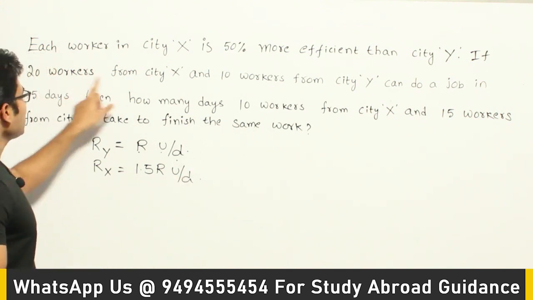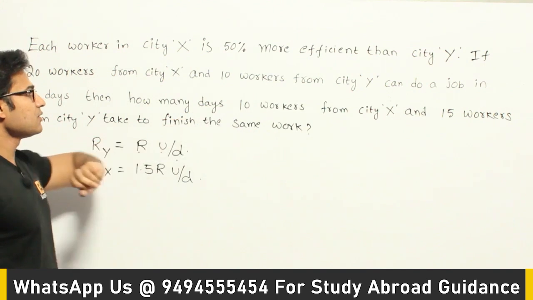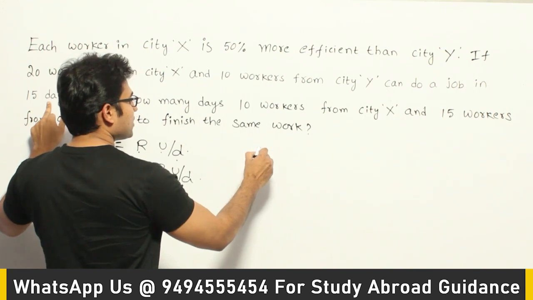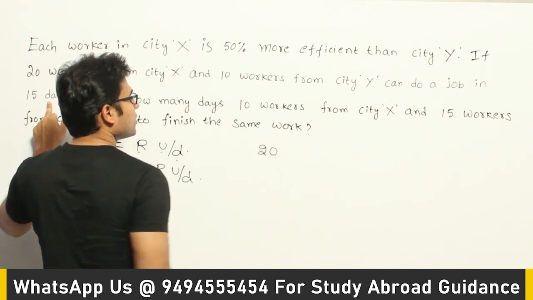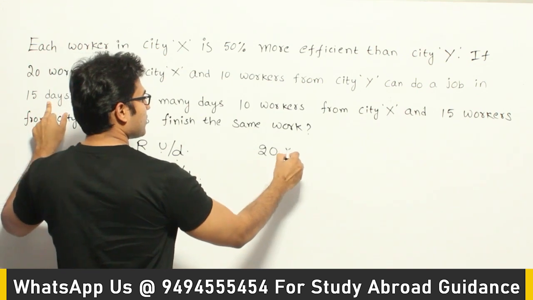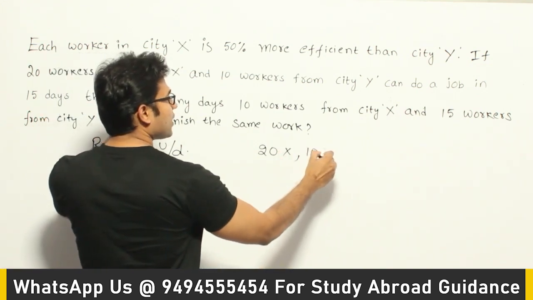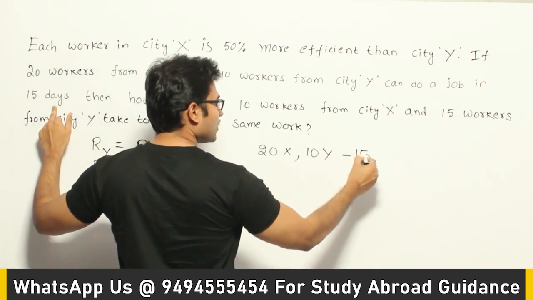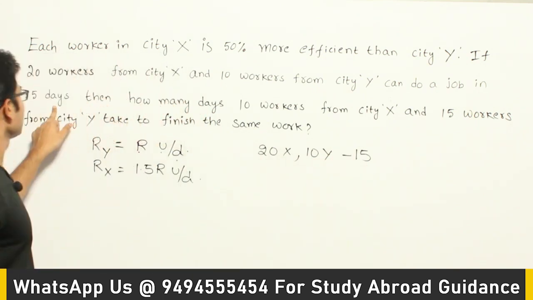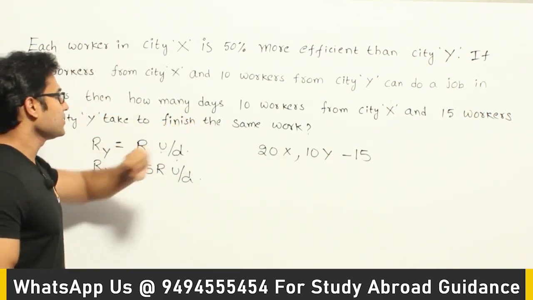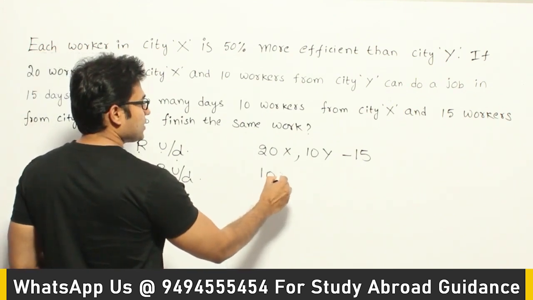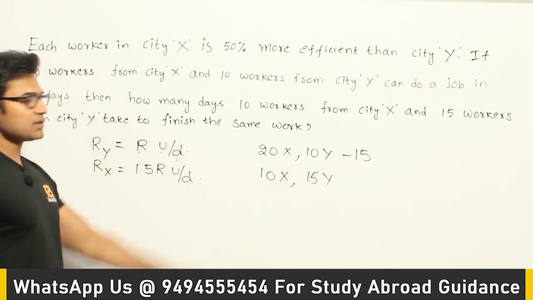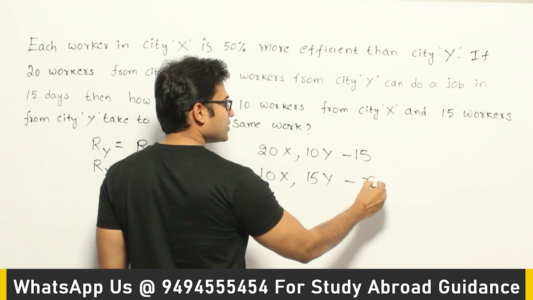Okay. Now, if 20 workers from city X and 10 workers from city Y can do a job in 15 days, so they are saying that 20 people from city X and 10 from city Y can do a job in 15 days. So this group of people is doing the job in 15 days. Then how many days do 10 workers from city X and 15 workers from city Y take to finish the same job? So let us assume that this is what is asked.